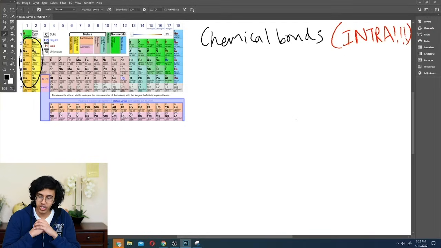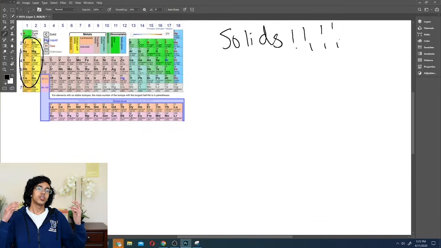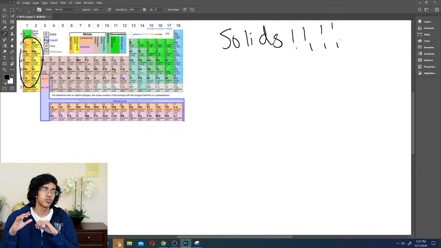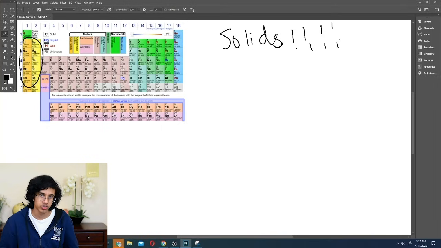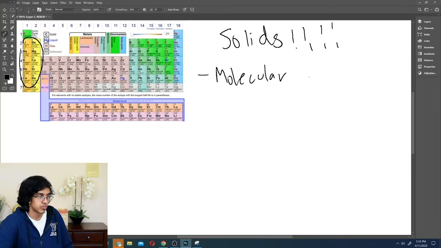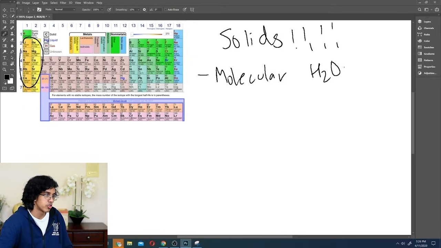Alrighty, now that we know the basic chemical bonds, now we got to talk about the different types of solids. The reason why this is relevant now that we talked about chemical bonds is because the type of chemical bond determines what type of solid it is. The first type of solid we got to talk about are molecular compounds, which basically only have covalent bonds within the molecule and not between different molecules. The best example of this is dihydrogen monoxide, otherwise known as water.